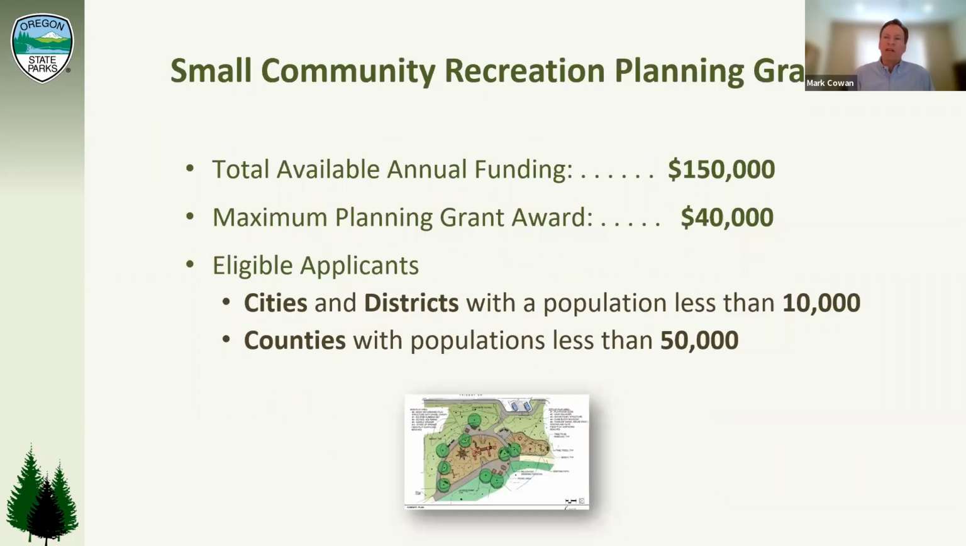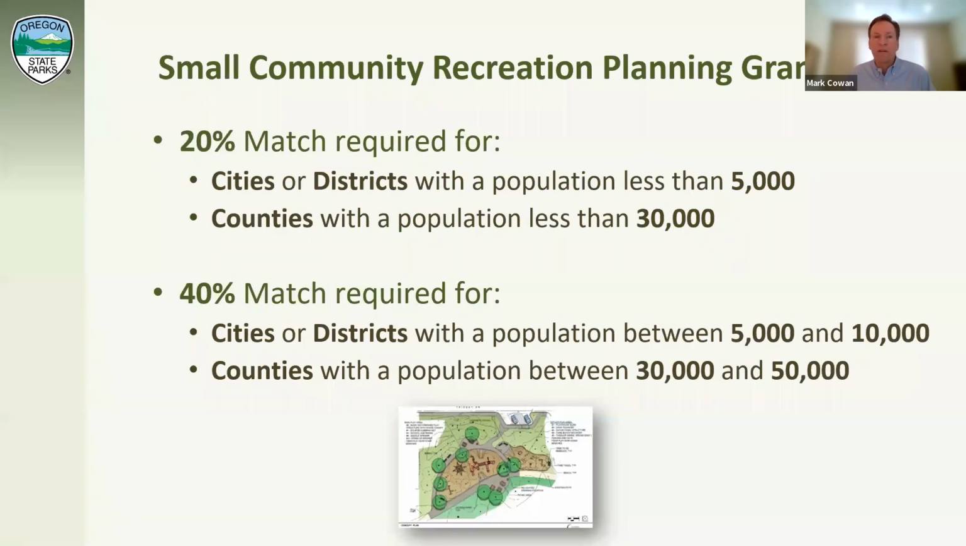Small community planning grants. We typically allocate $150,000 to this category, and the maximum planning award is $40,000. And this is capped at cities and districts with a population less than 10,000, also to counties with a population less than 50,000. We break it down a little bit farther in that our smaller communities need to come in with a 20% match, those cities and districts with a population less than 5,000. And then there's a 40% match required for cities and districts with a population between 5 and 10,000.